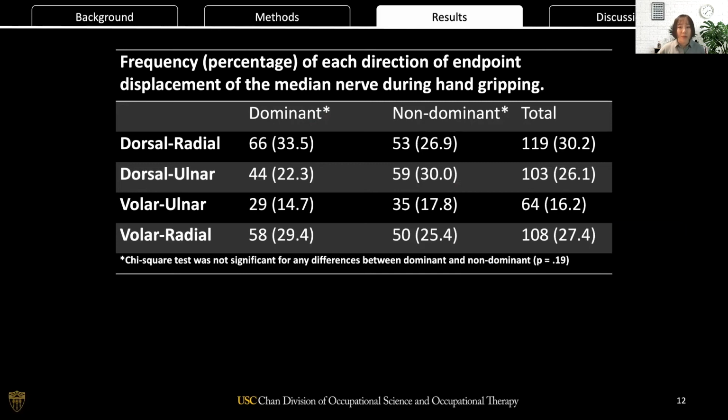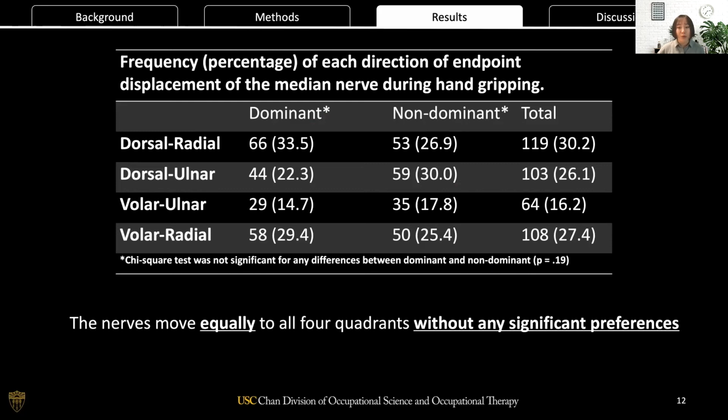Although we found that the dominant side nerves tend to slide a little bit more towards the radial direction, when we look at the movement in all 4 quadrants to look at the combination of the movement directions, there was no difference between sides. Previous studies that only had 15 to 20 participants seem to indicate that there is one quadrant that the nerves move to predominantly. However, in our work, we didn't see any difference between the 2 hands or any preference for any one of the 4 quadrants. The nerves tend to move equally to all 4 quadrants across a sample of 197 people.